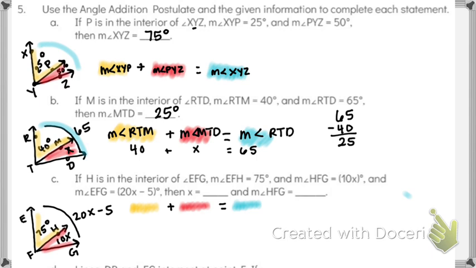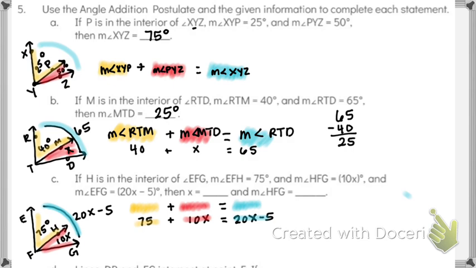Okay, now just substitute, just like we did for those other ones. Okay, so substitute. We have 75 plus 10x equals 20x minus 5. And I just realized I didn't label my blue one. There we go. Okay. And we can color code these too if we want. All right. Then you're just going to be solving for x.